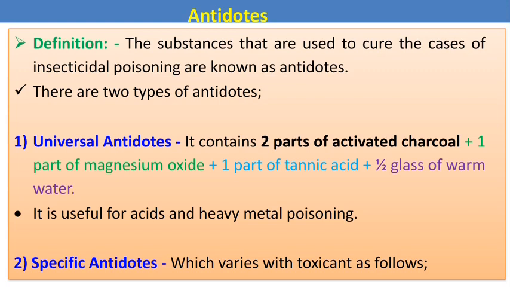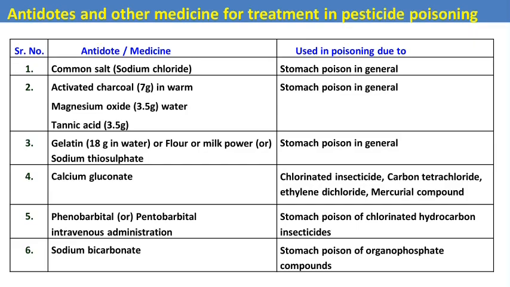Then these are some of the specific antidotes as per the insecticides. For stomach poisons, we can use common salt, activated charcoal, magnesium oxide, tannic acid, gelatin.